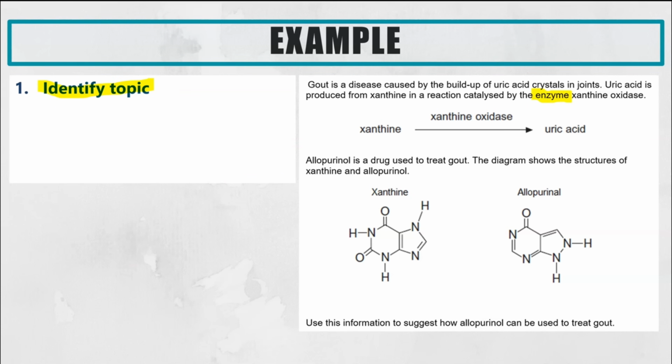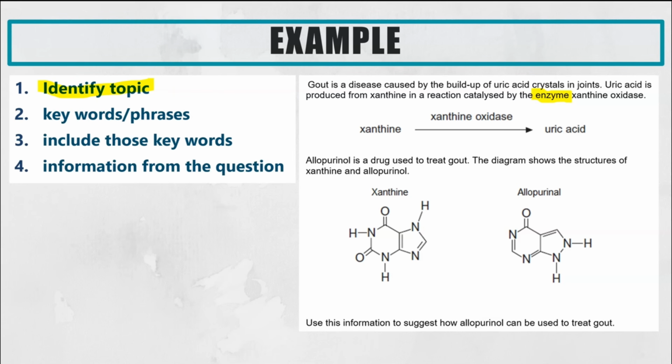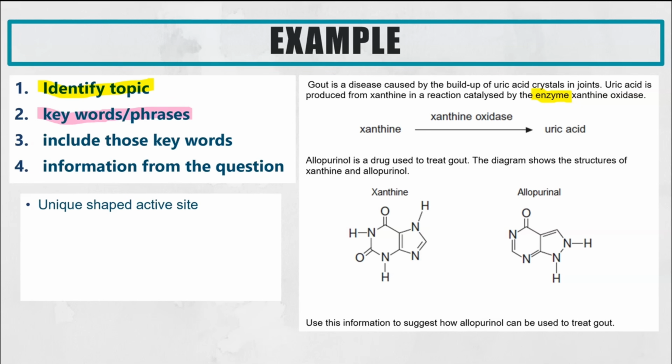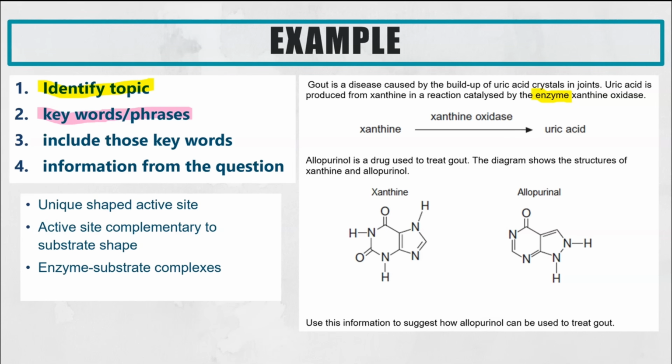So if we have a look, first of all, identifying the topic, this is an enzymes question. So we've got there in the information it's to do with enzymes. So that is the first thing, we've identified that. Then we have to go through what are our keywords and phrases that are linked to enzymes. So the keywords and phrases for that are unique shaped active site. The active site is complementary to the substrate shape. Enzyme substrate complexes, now that one is key, there's always a mark for correctly using that phrase in an enzyme question. And then also tertiary structure protein.